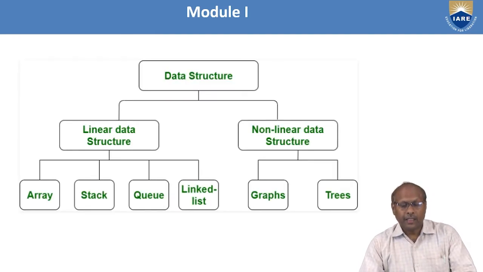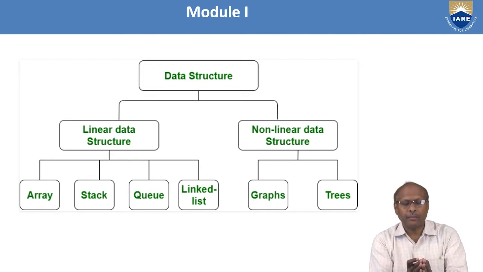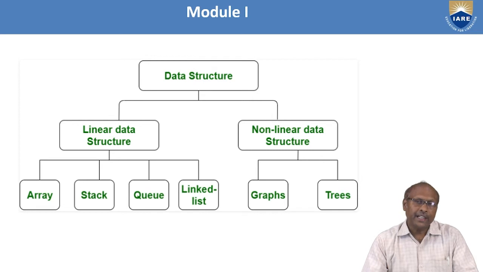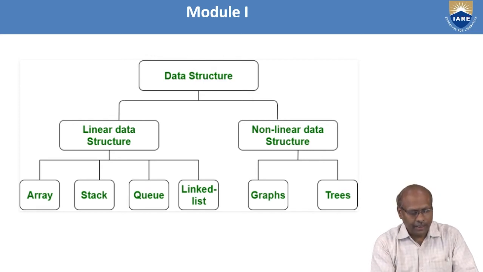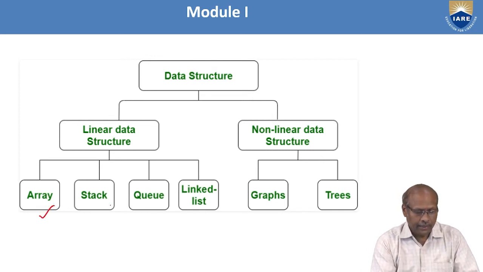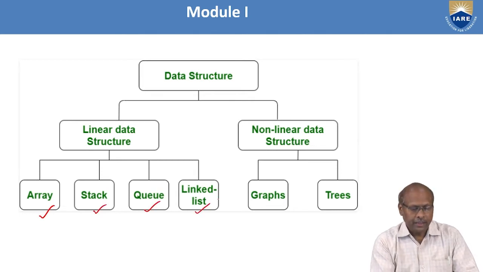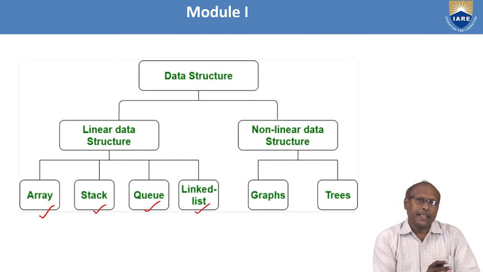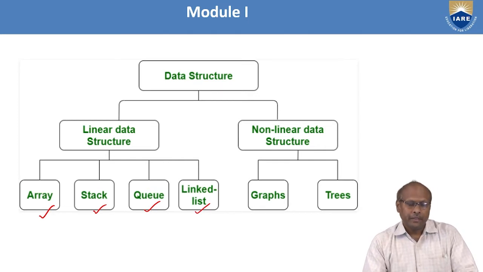Then they will ask the hierarchy of the data structures. We can broadly divide data structures into two types: one is linear data structure, the second is non-linear data structure. Under linear data structure, the items are array, stack, queue, and linked list. These all come under linear data structure. Linear data structure means whenever the data is organized in a sequential manner, that data structure is known as linear.